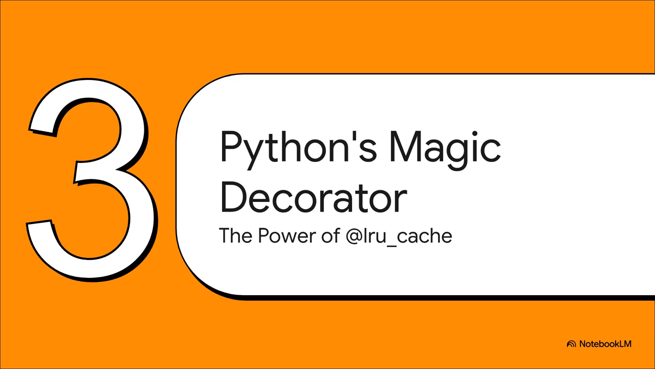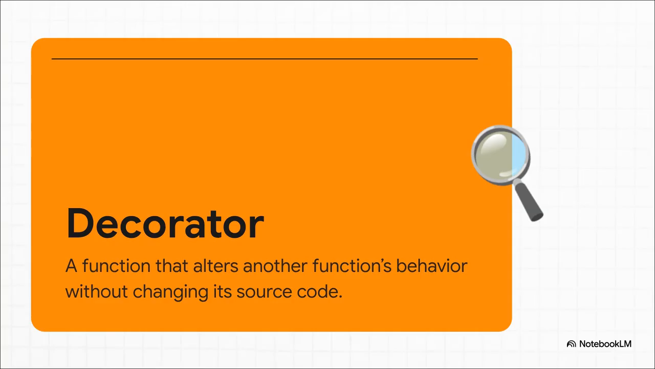And that brings us to Python's bit of magic, the power of the @lru_cache decorator. So first, what exactly is a decorator? Well, think of it like a wrapper. It's a special function that you can wrap around another function to add new behavior, all without ever touching the original code. You can always spot them by that little @ symbol right above a function definition.